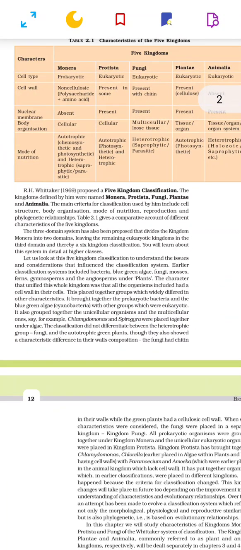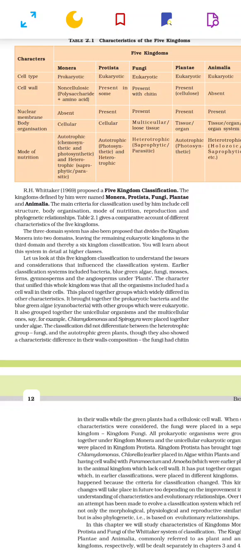Let us look at this five kingdom classification to understand the issues and considerations that influenced the classification system. Earlier classification systems included bacteria, blue-green algae, fungi, mosses, ferns, gymnosperms and angiosperms under plants. The character that unified this whole kingdom was that all the organisms included had a cell wall in their cells. This placed together groups which widely differed in other characteristics. It brought together the prokaryotic bacteria and the blue-green algae, which is the cyanobacteria, with the other groups which were eukaryotic.